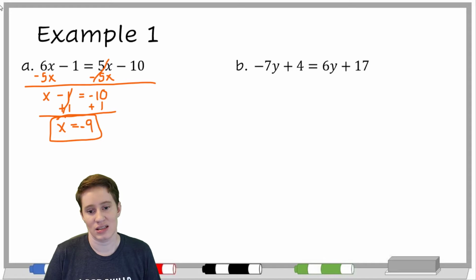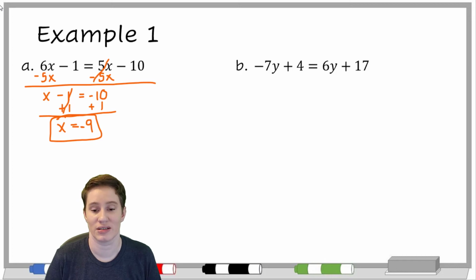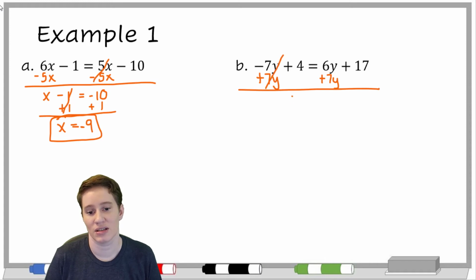So I need to get the y's together. I could either add 7y to both sides, or I could subtract 6y from both sides. Like I said, it doesn't actually matter which one you choose, but if you, like most of the world, prefer positive numbers to negative numbers, then we should add the 7y over to the right side, like so. That means I have 4 left right here. 6y plus 7y gives us 13y, and then the 17 gets dropped down.